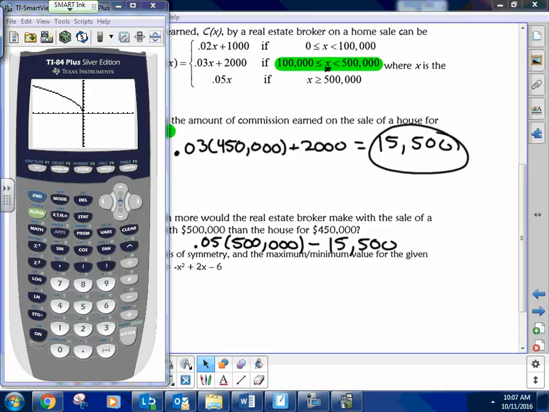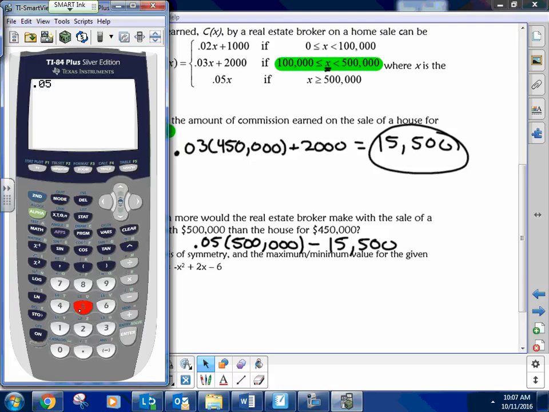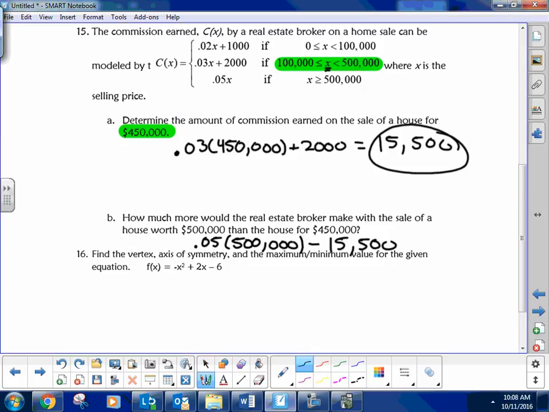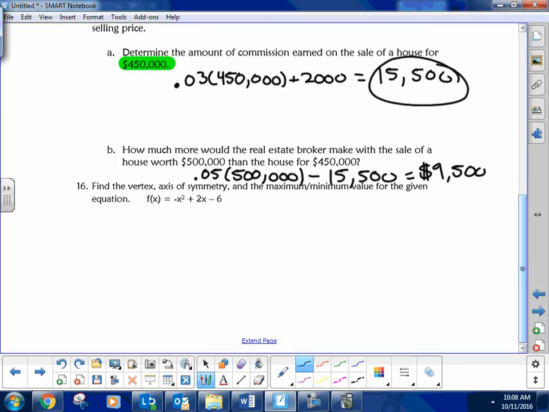Okay, so we have second quit. Okay, we got 0.05 times 500,000 minus 15,500. Okay, so it's going to be a difference of 9,500. That's the difference.